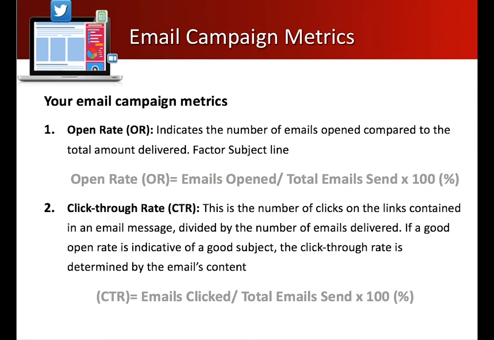So let's move to email campaign metrics. Open rate. That indicates the number of emails opened compared to the amount of emails sent. The most important factor that prompts somebody to open an email is the subject line. So if your open rate is low, you probably want to change the subject line and send that email again. The way you calculate open rate is the total emails opened divided by total emails sent multiplied by 100. Click-through rate. This is the number of clicks on the links contained in an email message divided by the number of emails delivered. If a good open rate indicates a good subject line, the click-through rate indicates good email content. The way you calculate this is take the number of email clicks divided by the total emails that you sent, multiplied by 100.